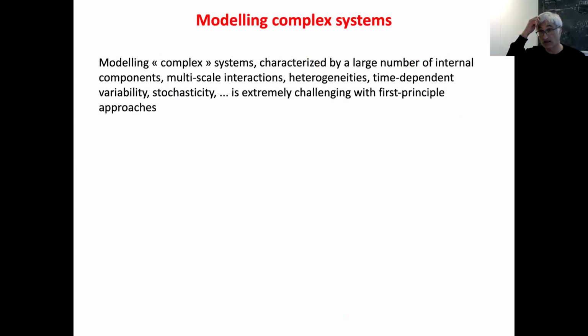By complex systems, I mean systems characterized by a large number of internal components, interaction at all scales, spatial and temporal, between those components, and heterogeneity, in the sense that not all pairs of internal components interact in the same way. You may also have time-dependent behavior, a lot of stochasticity in the interactions and in the behavior, and so on. This is extremely challenging from a first principle approach, which means that the a priori knowledge we have about those systems is usually not sufficient to be quantitative in the modeling.